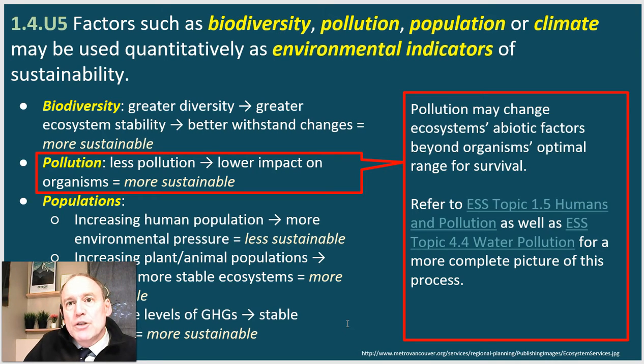But again, it's much easier to look at aquatic pollution, so levels of TDS, total dissolved solids, and also an indirect measure of pollution, biochemical oxygen demand, and dissolved oxygen. So pollution may change ecosystems' abiotic factors beyond organisms' optimal range for survival. For that, you can look at topic 1.5, humans and pollution, as well as ESS topic 4.4, water pollution, for a more complete picture of this process. And you can now see how this pollution links back to biodiversity.